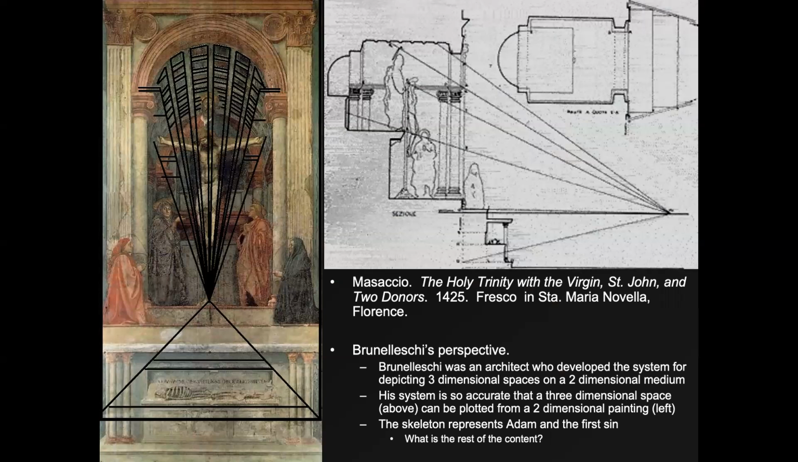So, well, probably the first person to use this mathematical perspective that makes really good three-dimensional spaces in painting was Masaccio, and he did that in the early 15th century with his Holy Trinity with the Virgin, Saint John, and two donors.